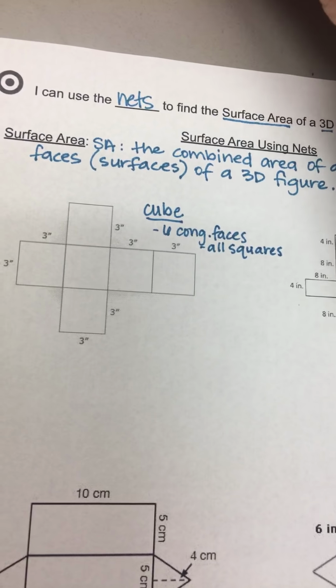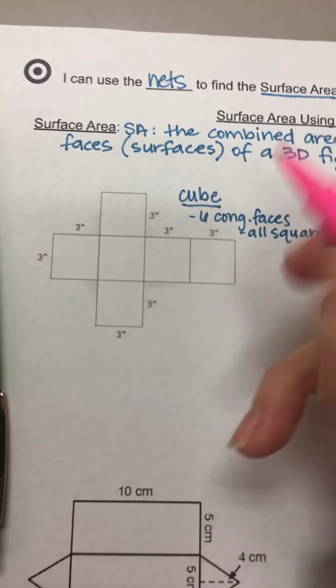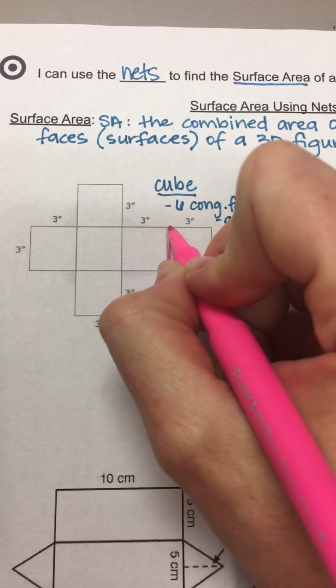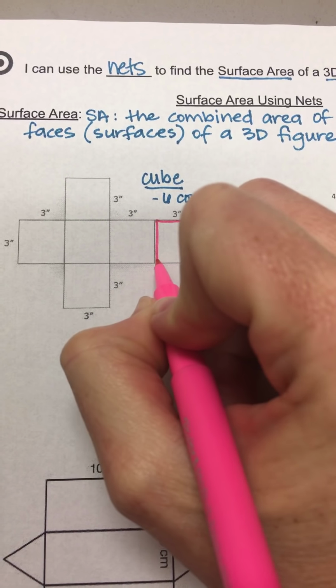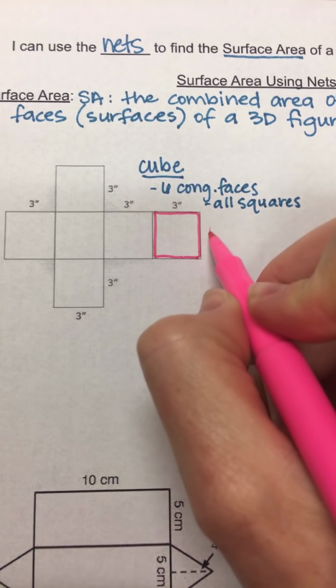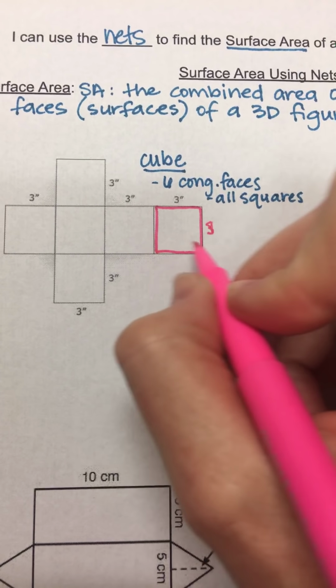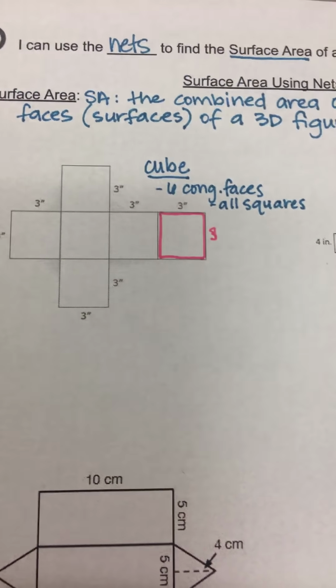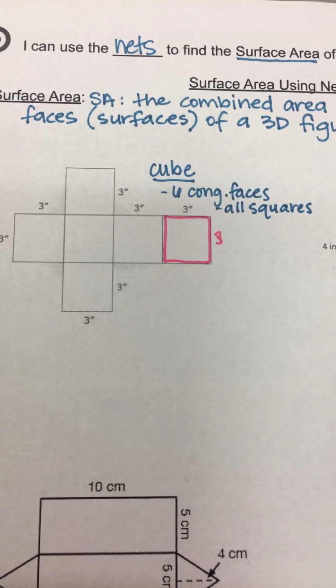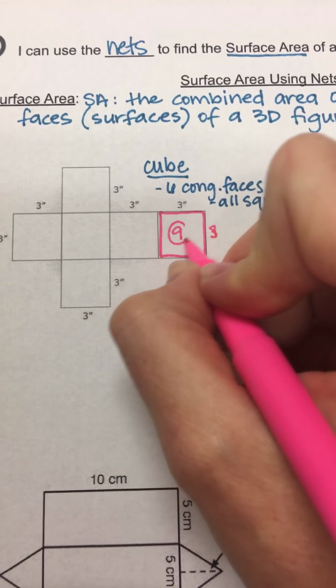So what we're going to do is think about one of these faces. If I pick any one of these faces, let's say I pick this face, we're going to color code it. That's a square. And because it's a square, this side is 3 and this side is 3. So to find the area of just that one face, I would do 3 times 3. This is where we fall back on all those formulas that we've been learning. So the area of this one part is 9.